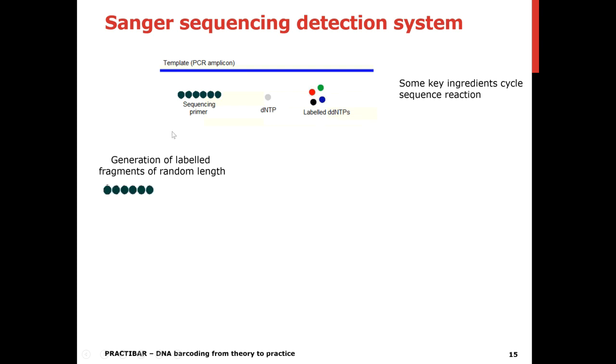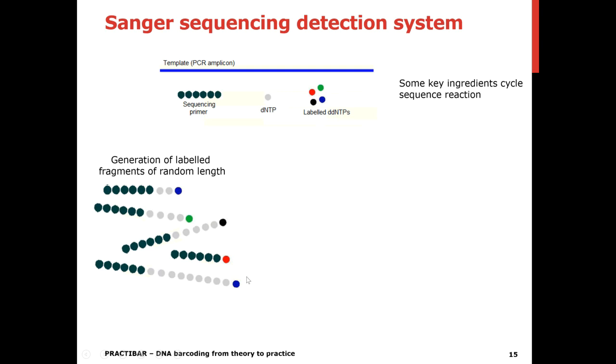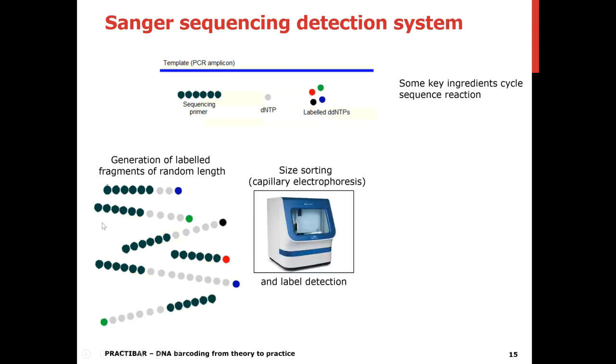And so when it starts, you have your primer again, you build in different dNTPs, and then by chance a labeled ddNTP is built in, and the elongation stops. So you get different fragments, of different lengths, with different fluorophores at the end. And you separate those different fragments by size using capillary electrophoresis on the Sanger sequencing machine.